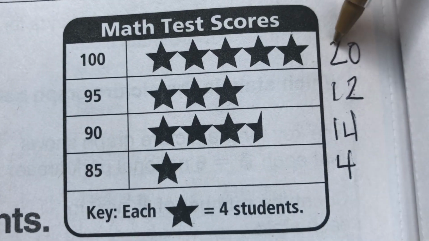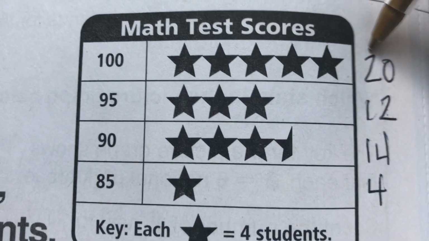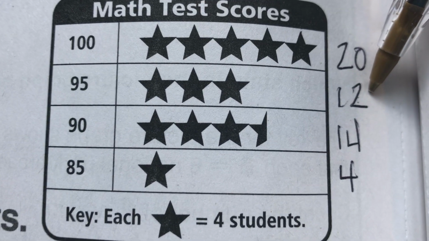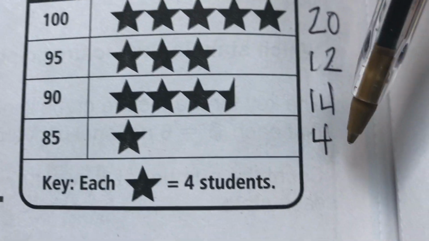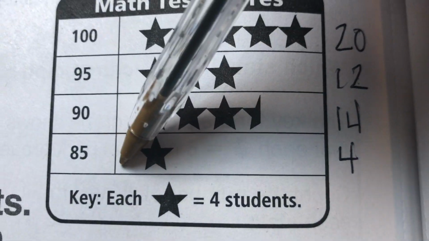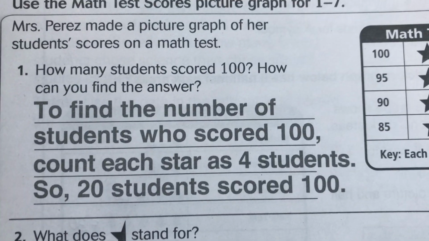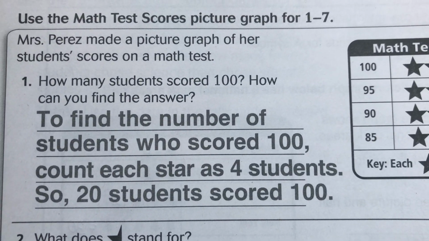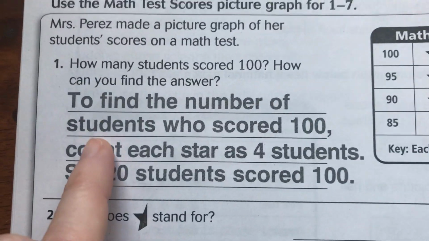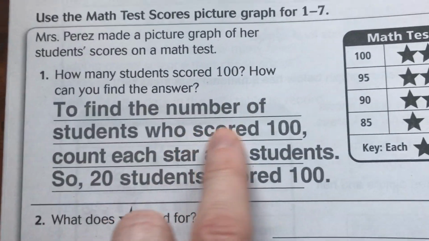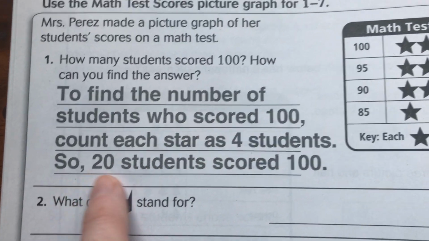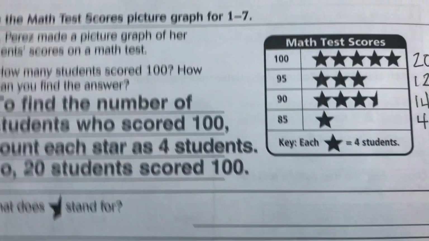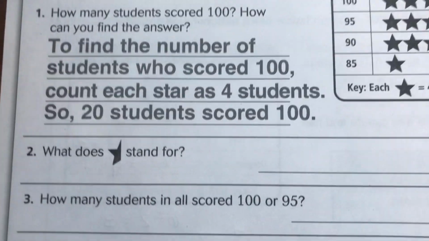So 20 people received a score of 100. 12 people received a score of 95. 14 people received a score of 90. And 4 people received a score of 85. How many students scored 100? How can you find the answer? To find the number of students who scored 100, count each star as 4 students. So 20 students scored 100, or 4 times 5.